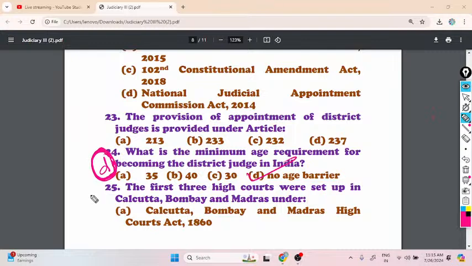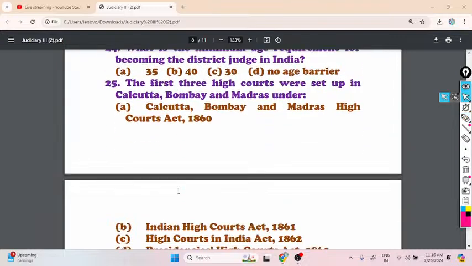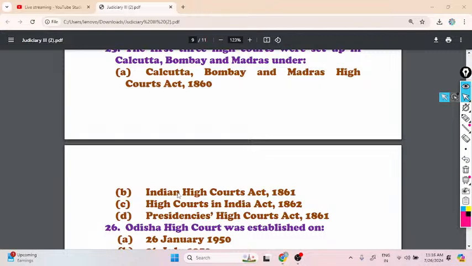The first three high courts were set up in Calcutta, Bombay and Madras under the Indian High Courts Act 1861. The three courts were set up in 1862. Calcutta is the first court to be established in India, and then Bombay, then Madras. So B.